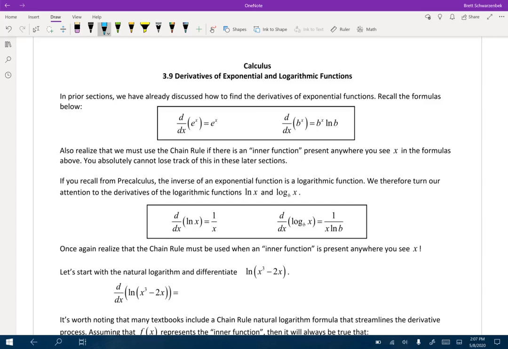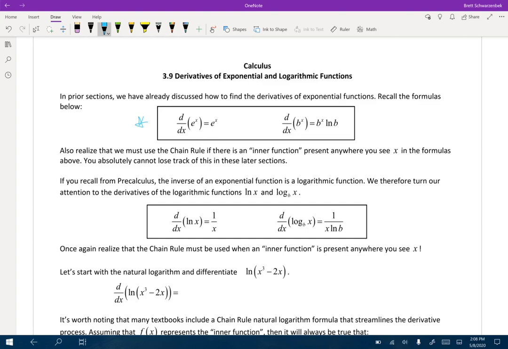This is the 3-9 notes for Calculus 1. This section covers the specific derivatives of exponential and logarithmic functions. You'll note that our exponential functions we have already covered in the past. So the derivative of a very specific exponential, e to the x, is just itself, and the derivative of a generic b to the x is b to the x natural log of b.